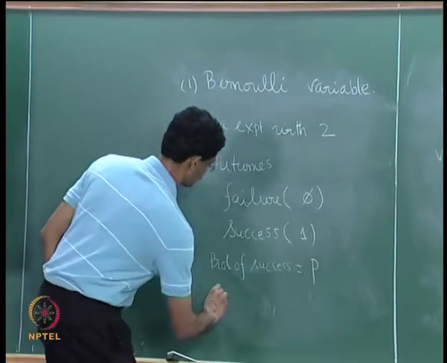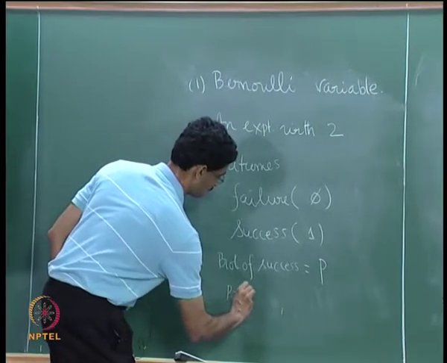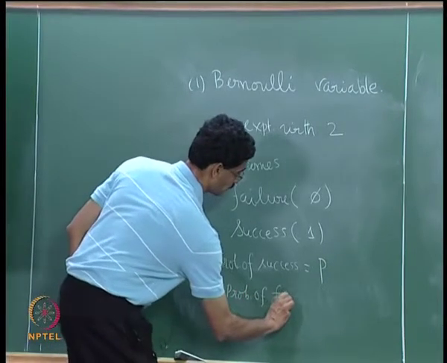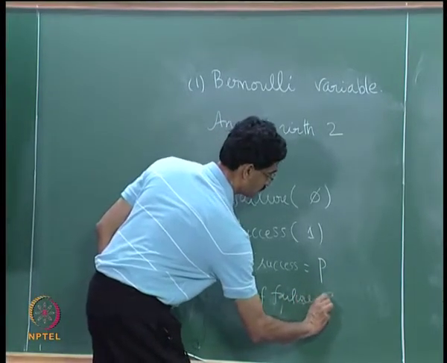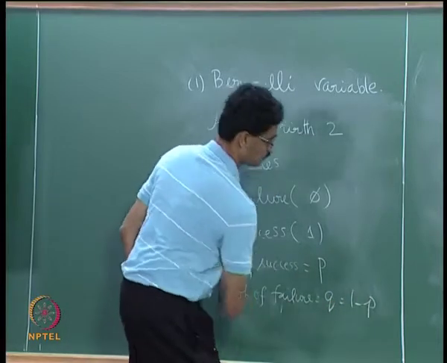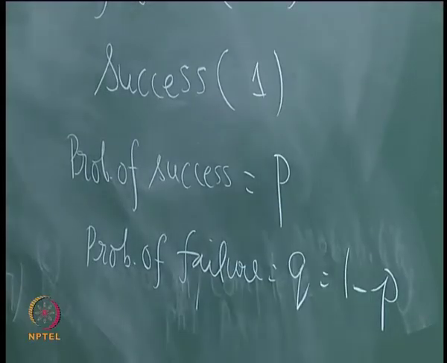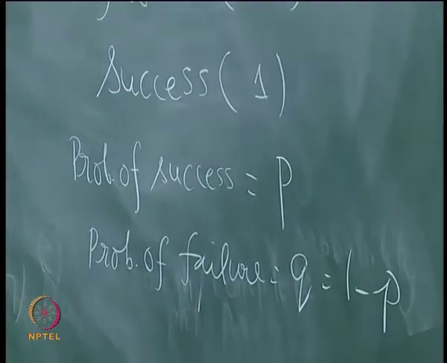And sometimes we also define the probability of failure as Q, which is nothing but 1 minus P. So depending on where it is needed, we will use this term Q as we go along.